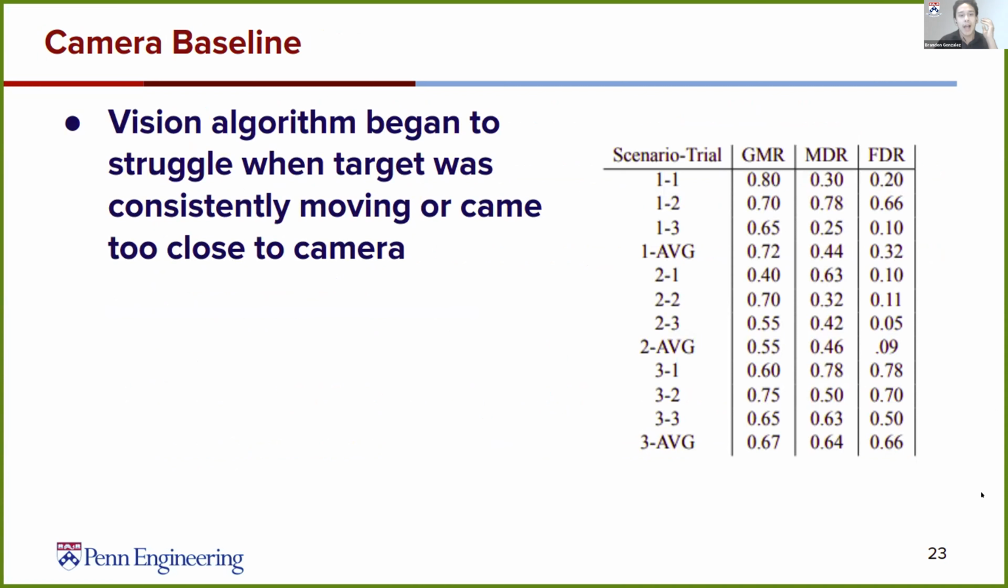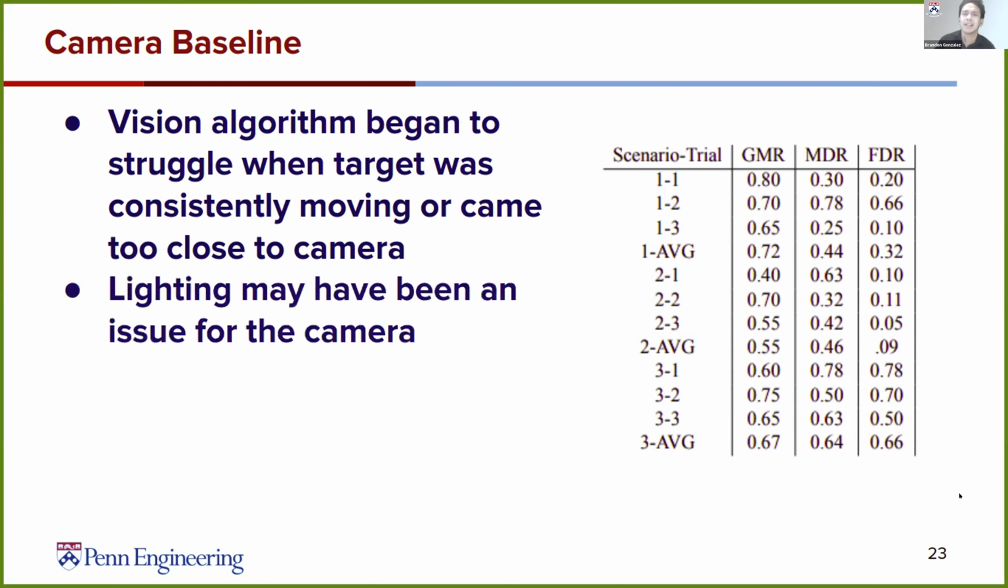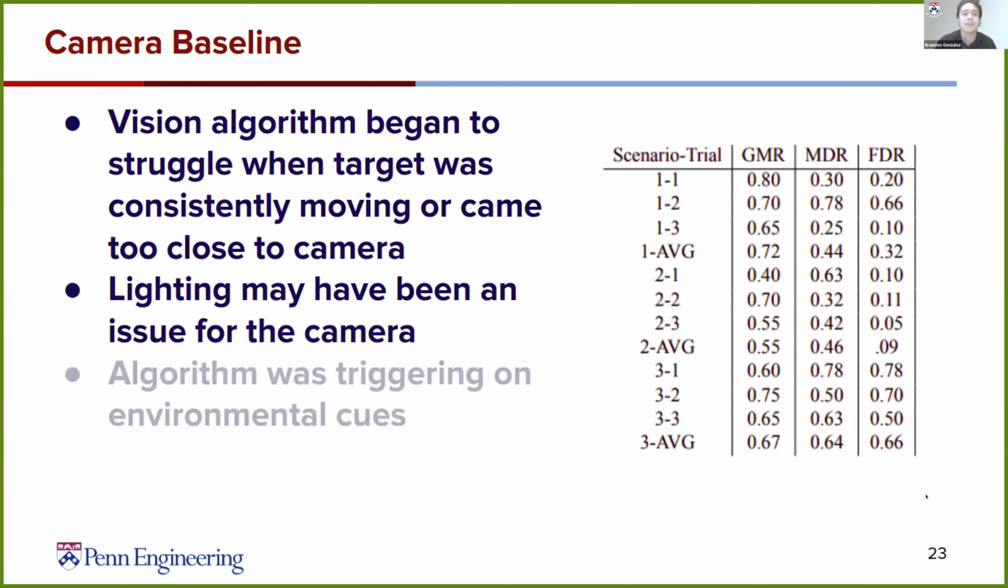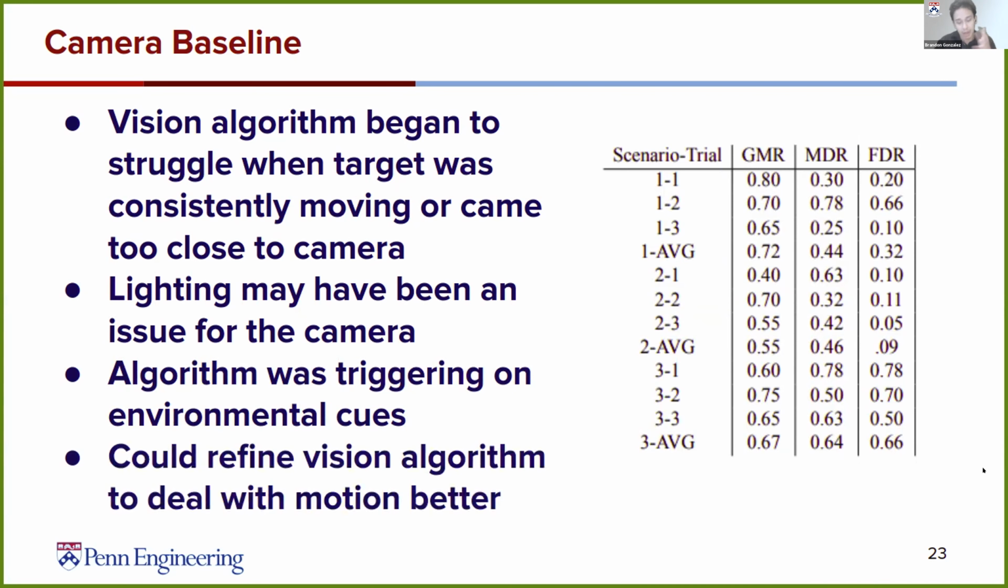So for the camera baseline, this is just a summary of the different results across the trials that we saw. One thing that I noticed for the camera baseline is that the vision algorithm began to struggle when the target was consistently moving or came too close to the camera. It started to fail to recognize the human in the scene. Lighting in the lab may have been an issue for the camera, because it's an optical camera. And the algorithm was also triggering on environmental cues; there was actually a humanoid robot in the background that sometimes it would detect falsely. So I can imagine you could refine the vision algorithm to deal with motion better and try and remove those false cues in the background.